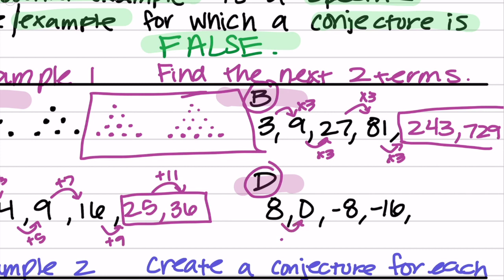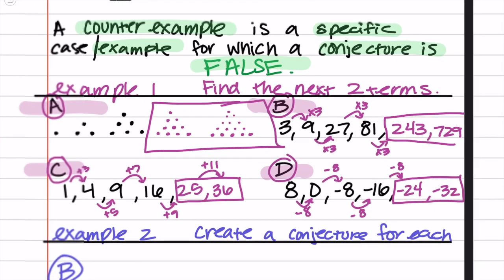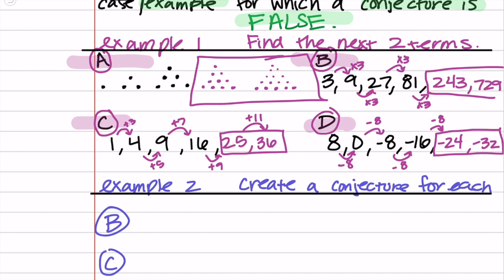For part D here, notice all I'm doing is subtracting 8 each time, even though it goes from positive to negative, and it stays in the negative. So all I'm doing is subtracting 8, which means my next one would be negative 24, and then negative 32. So these are the patterns, and these are the conjectures that you have found based upon the examples and the history.